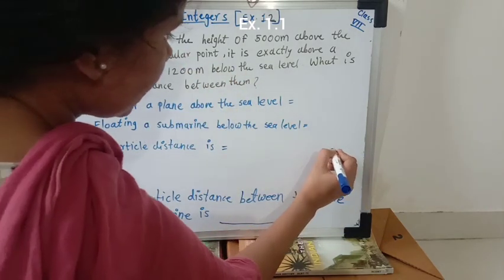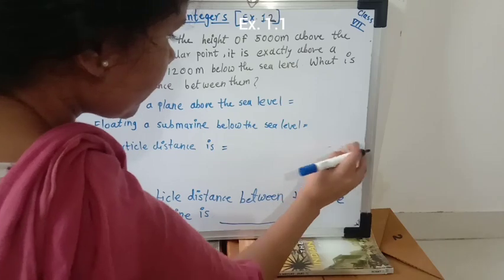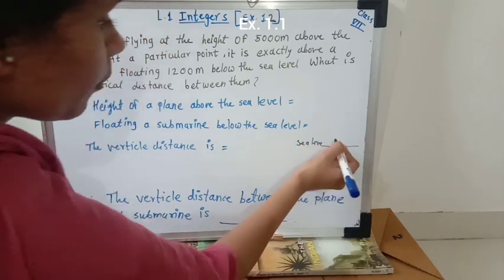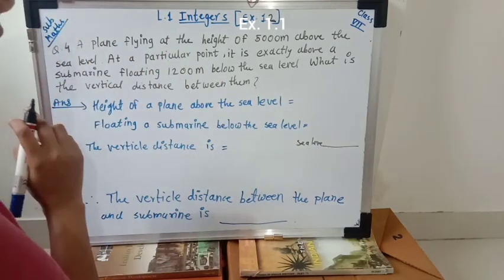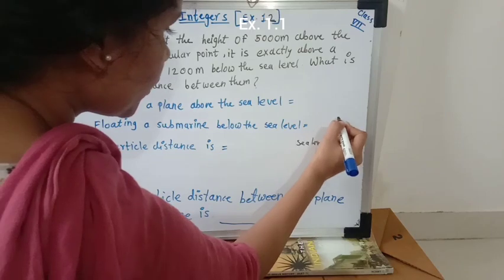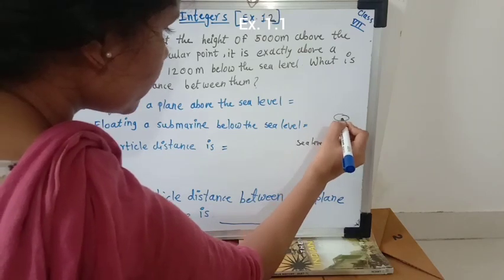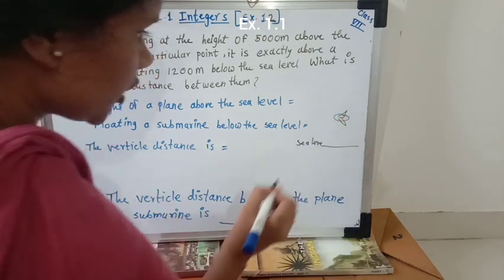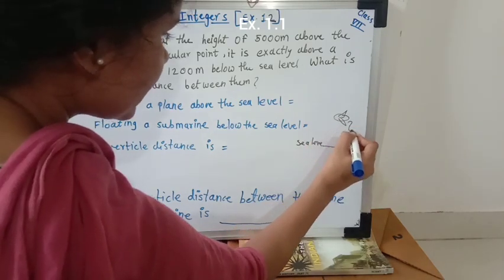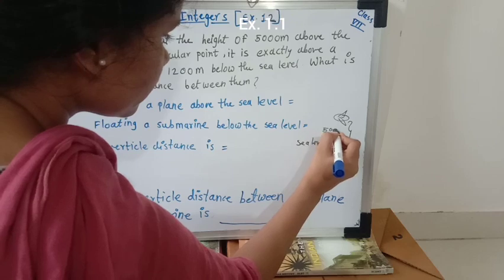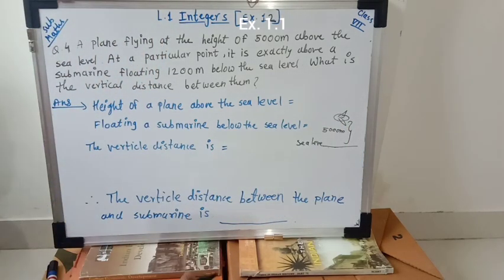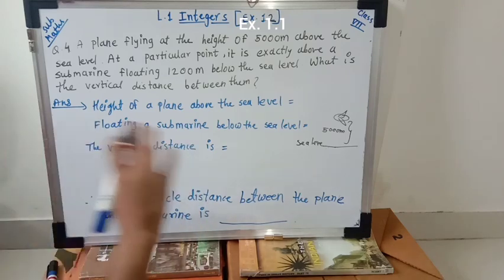Suppose this is our sea level. Above the sea level there is a plane which is flying at a height of 5,000. Okay, this is the plane, and from the sea level to this plane the height is about 5,000 meters. Now at a particular point it is exactly above the submarine.